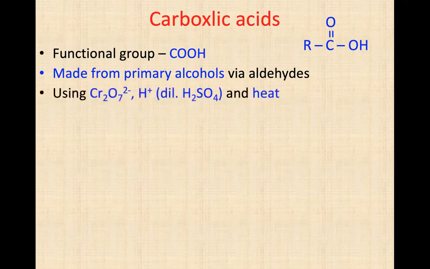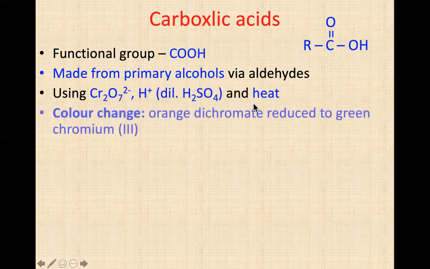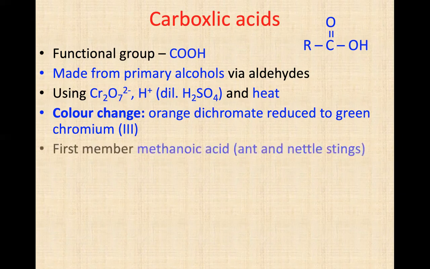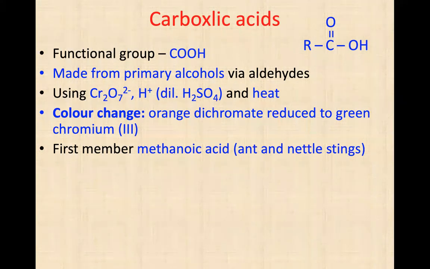Right? And again, what do we use? We use dichromate, H+, which is another way of saying acid, and dilute sulfuric acid is the one we actually use, and a little bit of heat. Again, state and explain the colour change. Orange dichromate is reduced to green chromium 3. Although you don't have to know how to make carboxylic acid, you have to know the colour change that will occur. The first member of the carboxylic acids is methanoic acid, found in ant and nettle stings.